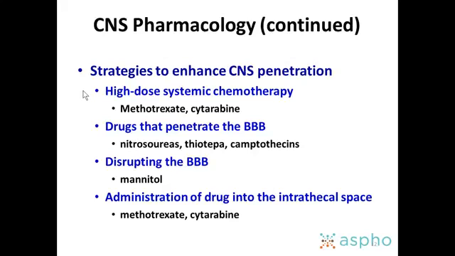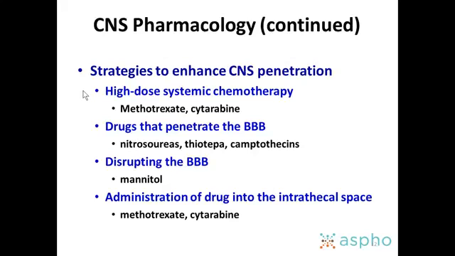Then there are other drugs which have similar levels in the plasma as in the CSF, and those are the nitrosoureas, thiotepa, and the camptothecins. That's why you will see that those drugs are predominantly used in the treatment of brain tumors. So that's CCNU and BCNU, or lomustine and carmustine, and then the camptothecins, irinotecan and topotecan. There are some strategies, particularly in the treatment of brain tumors, where drugs are administered together with mannitol so that they can disrupt the blood-brain barrier and hopefully increase penetration.